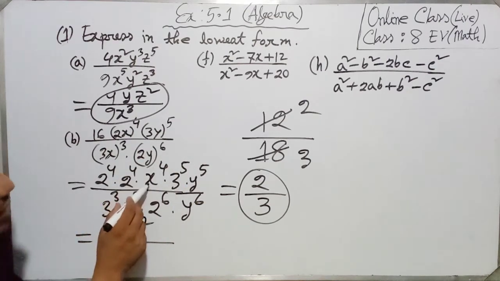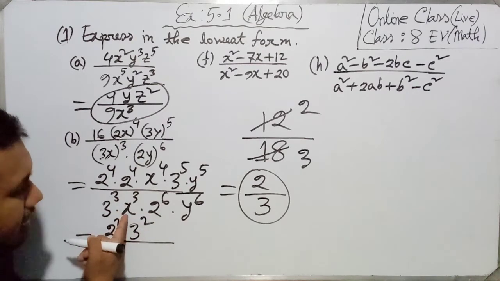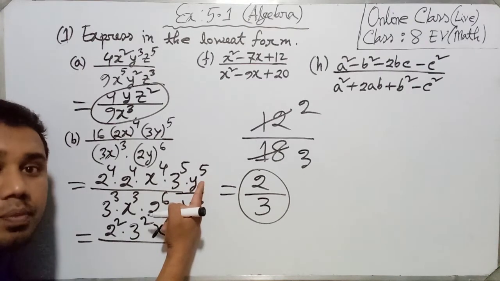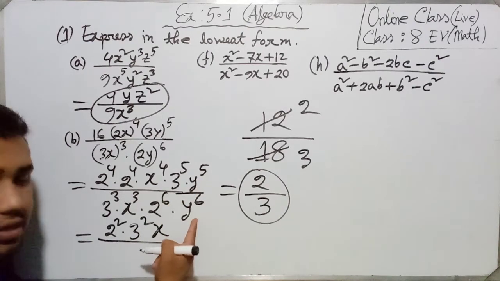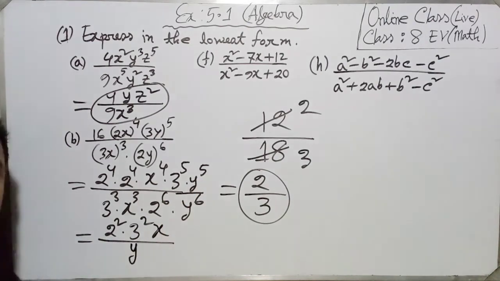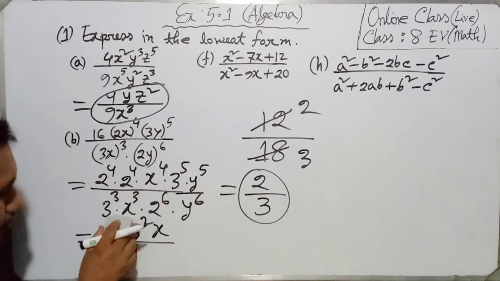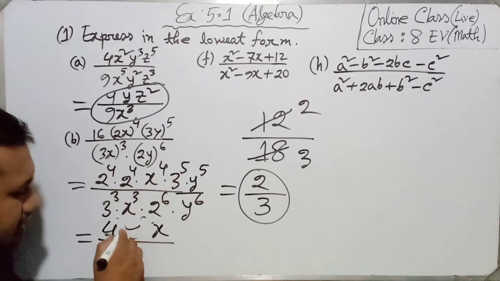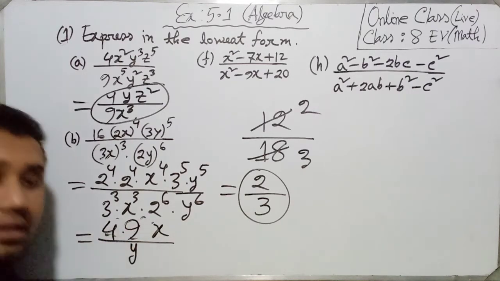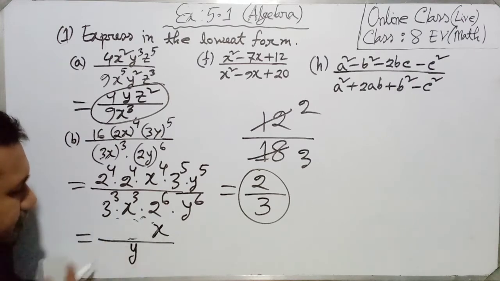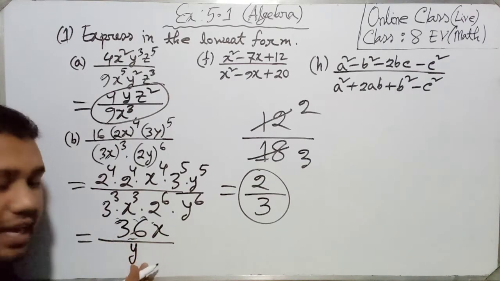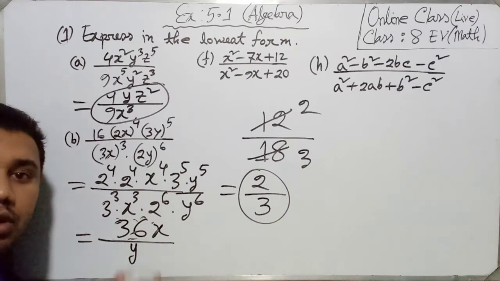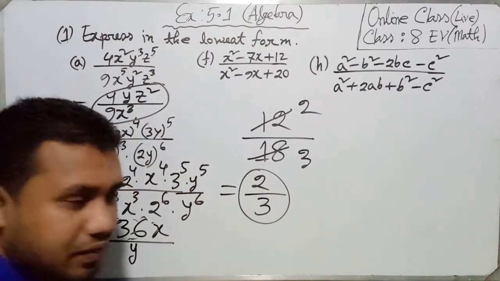Now look, this is x to the power 4 and here x cube. So it will be x. Look, here y to the power 5, here y to the power 6. So there will be y in the denominator. So this 2 square you can write 4 and this 3 square you can write 9. Now 4 times 9 is 36. So finally the answer is 36x by y. So this is our lowest form of this given fraction.